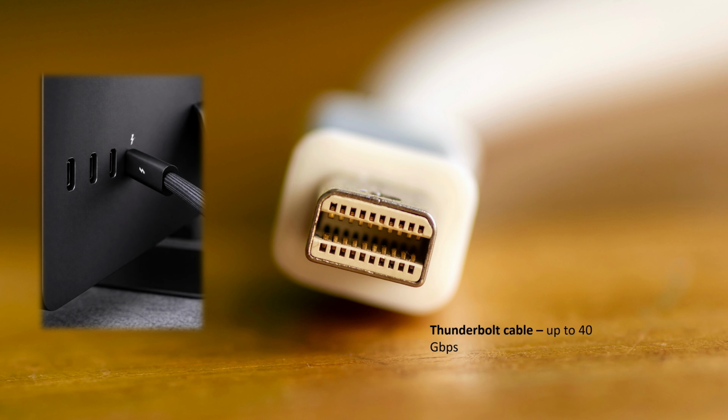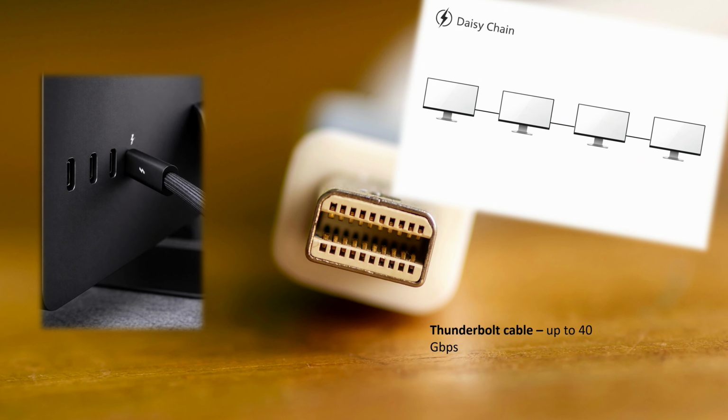Thunderbolt can reach speeds up to 40 gigabit per second, double the speed of USB 3.2. And there's something really cool. Thunderbolt lets you daisy chain up to 6 devices. What does it mean? So instead of connecting to each computer individually, you can chain them together and access them all together through one connection.